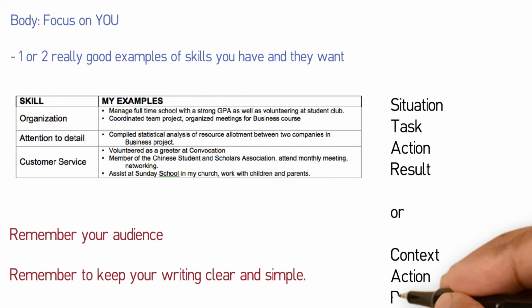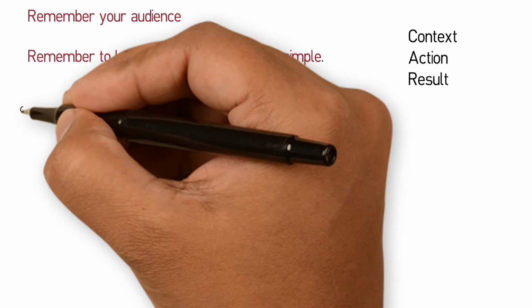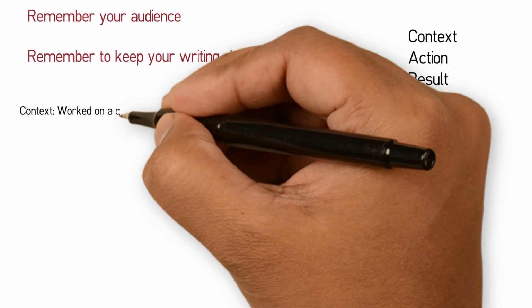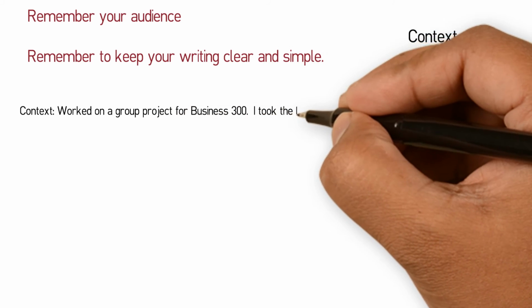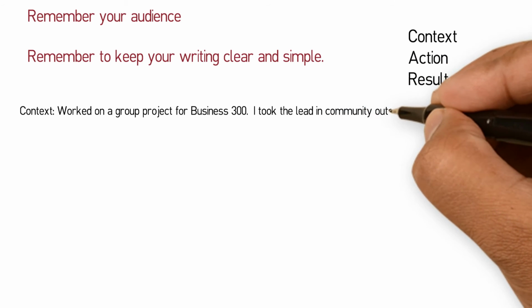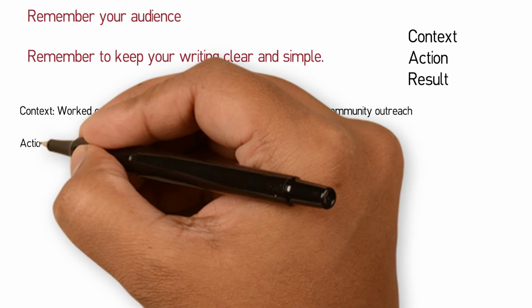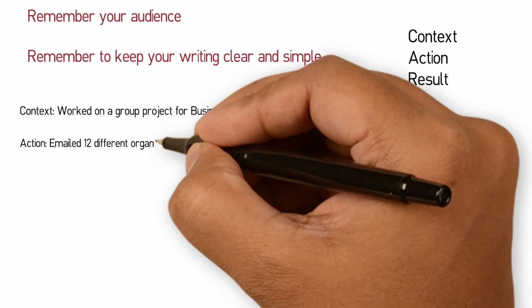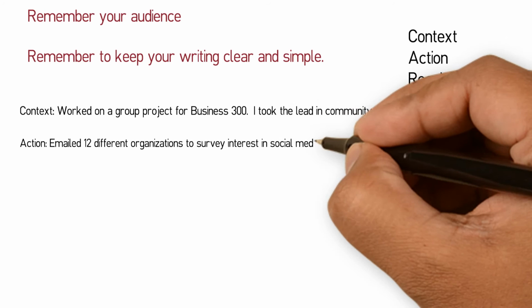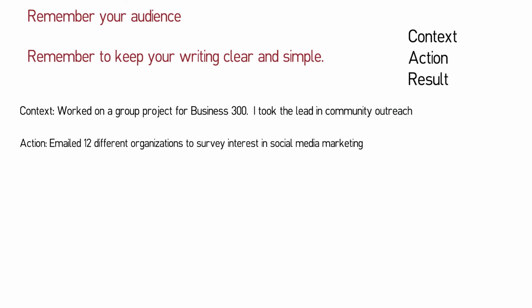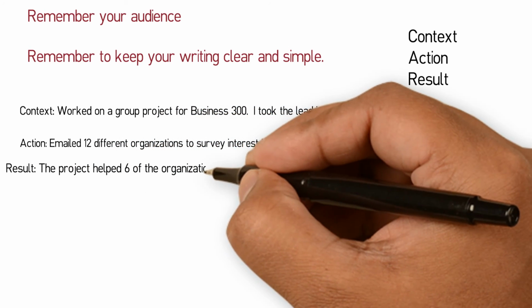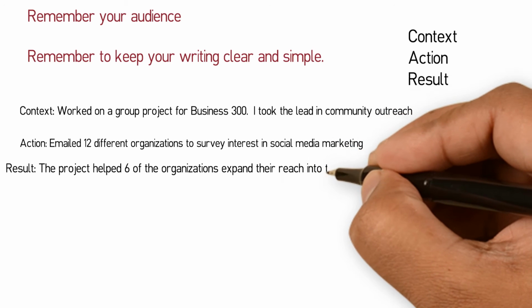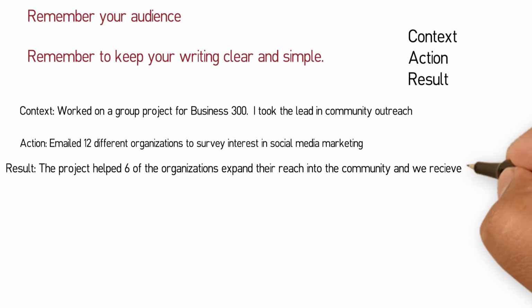For the CAR approach, first explain the context. For example, when I was working on a group project for Business 300, I took the lead in community outreach. This is the context. Then describe the action you took. I emailed 12 different organizations to survey interest in social media marketing. That is the action. Then include the result. The project helped 6 of the organizations expand their reach into the community, and we all received a high grade. So again, the result shows how far your efforts went and demonstrates that you actually have the skill.